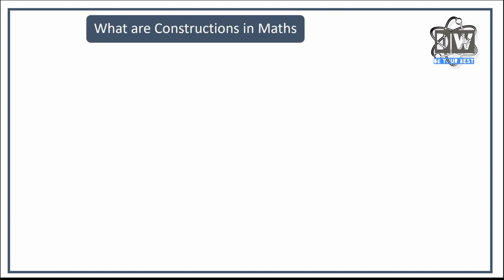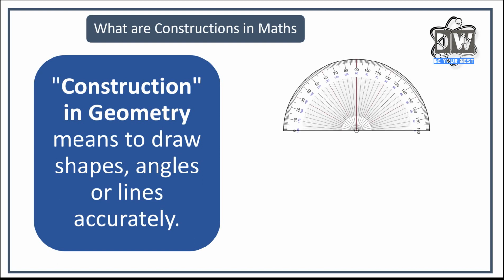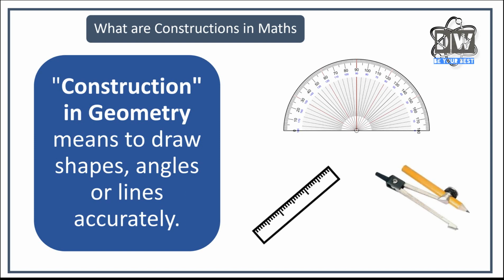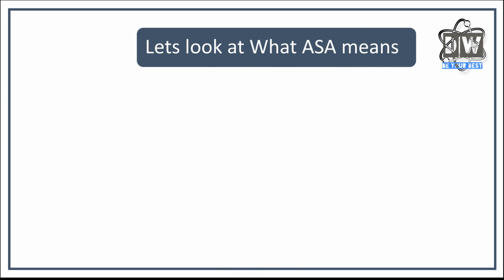What are constructions in maths? Okay, so really simply, constructions in geometry mean to draw shapes, angles, or lines accurately. And that's the real key thing. Now for constructions, we often need a protractor, a ruler, and a compass. And today, we're only going to need two of those things. We're going to need a protractor and a ruler. So get your protractors and rulers out. It's very important that you have those to do these.